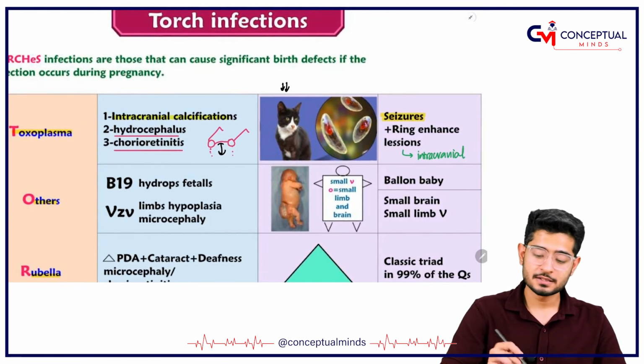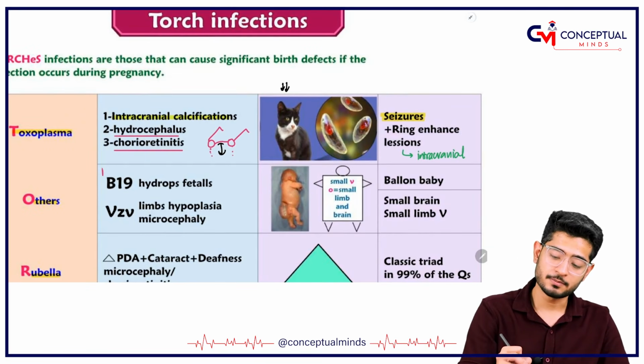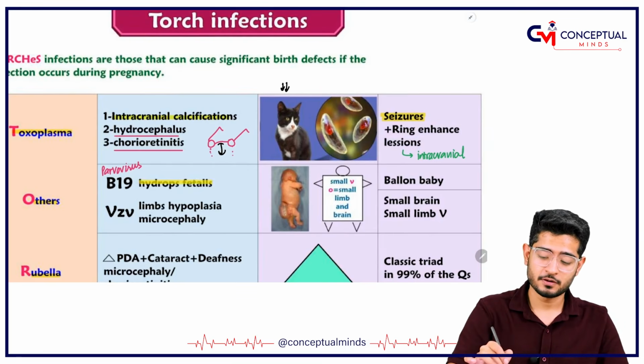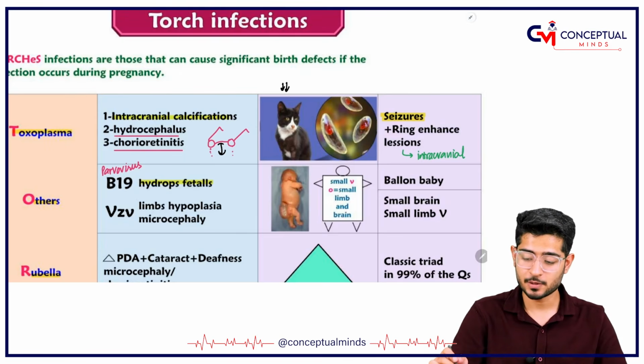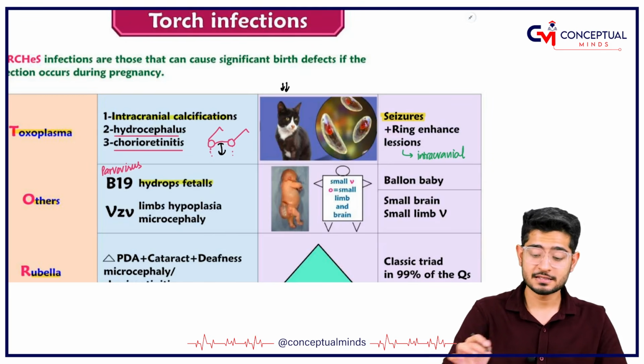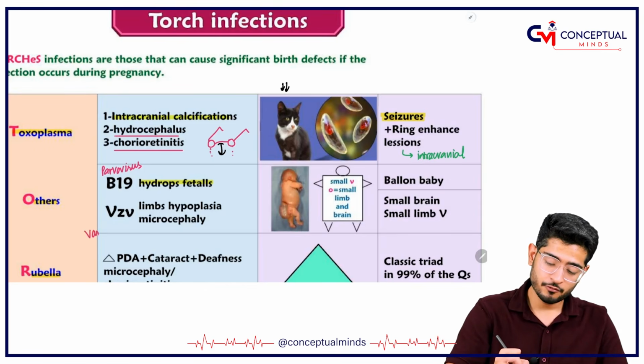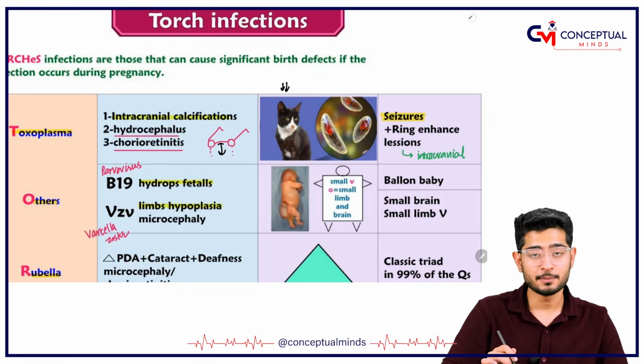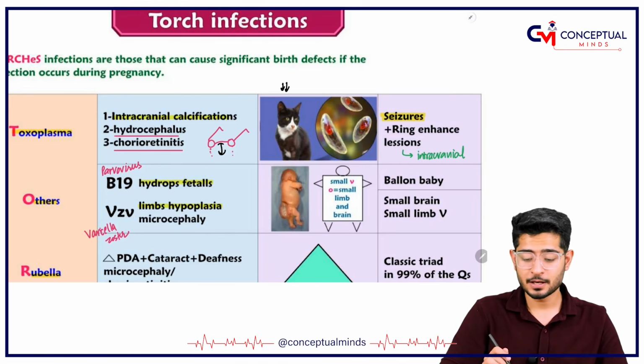Coming on to others, one is going to be B19. The full name is Parvovirus B19, which I always teach by using my name, and Parvovirus B19 is responsible for causing hydrops fetalis. And of course VZV means Varicella-Zoster Virus, and the very characteristic finding in Varicella-Zoster Virus is going to be limb hypoplasia and microcephaly.